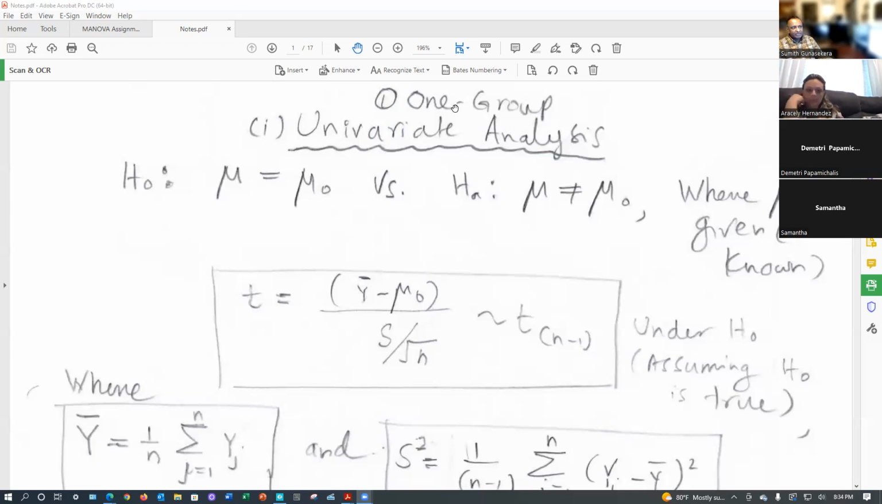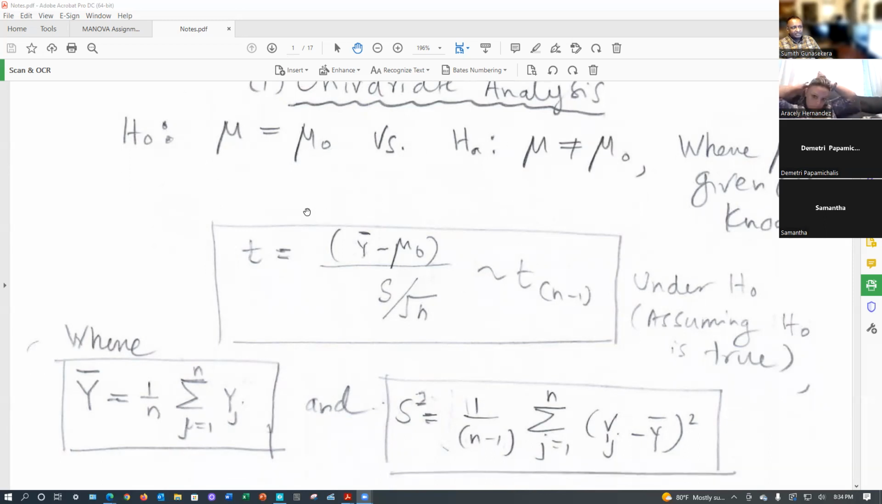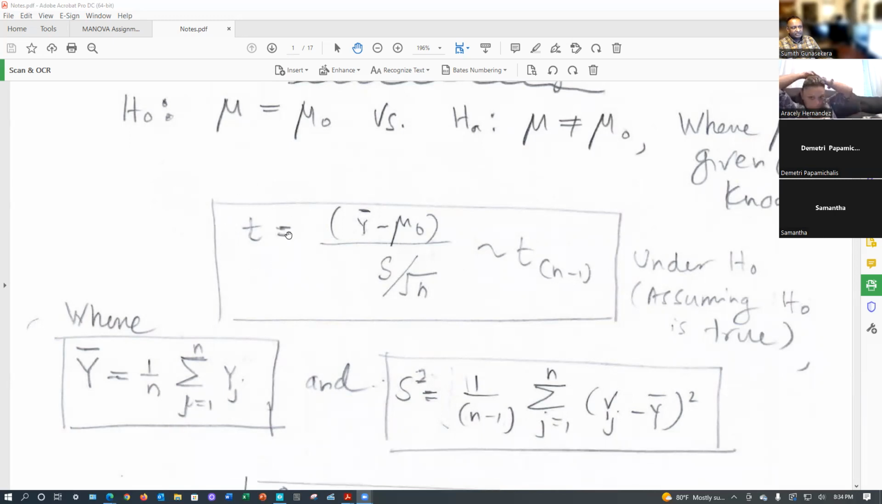Remember, when you have one group and want to run a test to check whether mu equals mu naught, where mu naught is a given parameter, the population mean given at a certain point, and see whether it can be tested against its counterpart, for that test we use this test statistic.